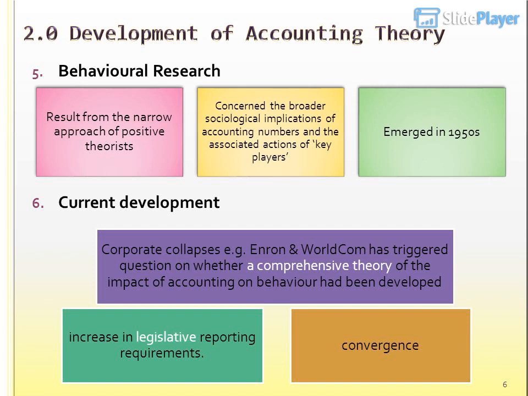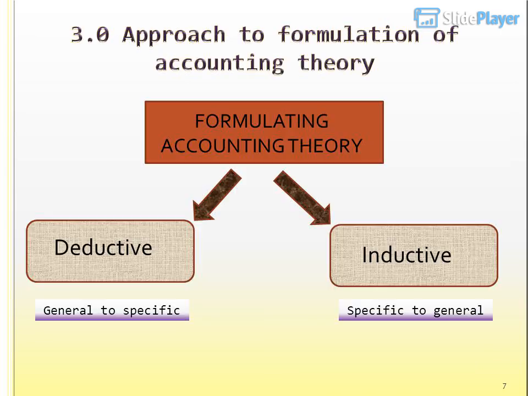Behavioral research is a current development, resulting from the narrow approach of positive theorists. It concerns the broader sociological implications of accounting numbers and the associated actions of key players. It emerged in the 1950s. Corporate collapses, for example Enron and WorldCom, triggered questions on whether a comprehensive theory of the impact of accounting on behavior had been developed. Also, increase in legislative reporting requirements and convergence.